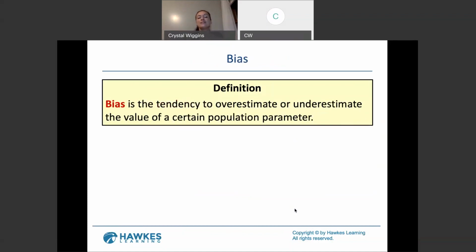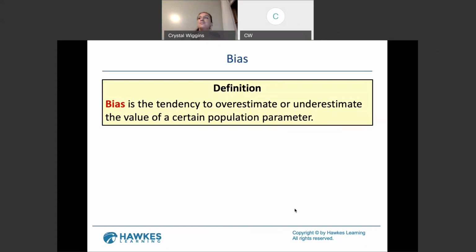Bias is really important, you're going to hear this a lot throughout statistics. And bias has to do with the tendency to overestimate or underestimate the value of a certain population parameter. Essentially, it's having an opinion and then imposing your opinion in your experiment somehow. So, like I was talking about those survey questions, if you inserted your opinion into the question, you have inserted bias.